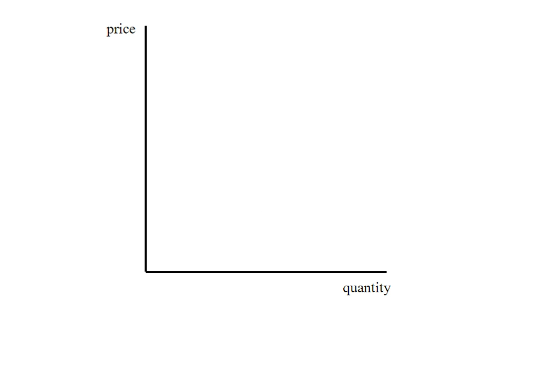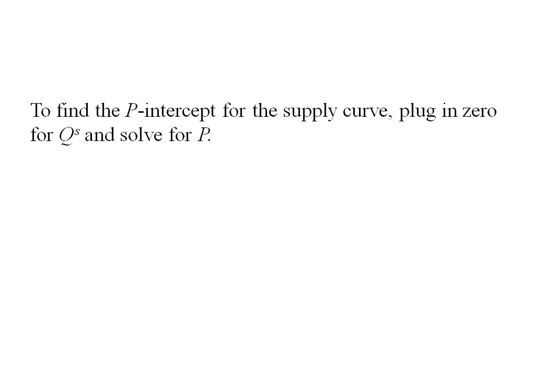I can show this on a graph, so here's my price and quantity. I've got my 125 as the price intercept for demand, and I'm going to draw a downward sloping demand curve. I can find the P-intercept for the supply curve using the same process. I'll plug in 0 for QS, and now I'm going to solve for P.